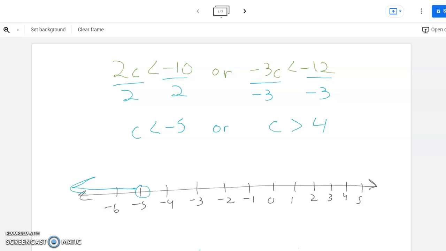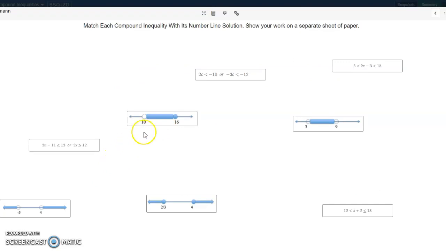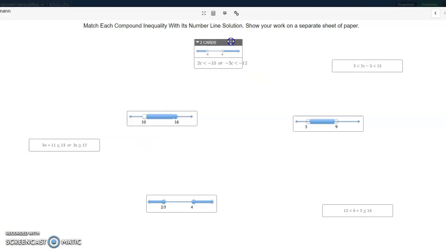Or c is greater than 4. So I'm going to have an open circle at 4. And then c is greater than 4, and I know 5 is greater than 4, so my line's going to go that way. So that's how I would do this problem. And then on the Desmos activity, I'm looking for a graph that has open circles that's between negative 5 and 4, right, like this. So that's that one.